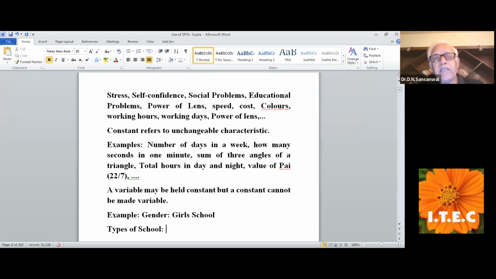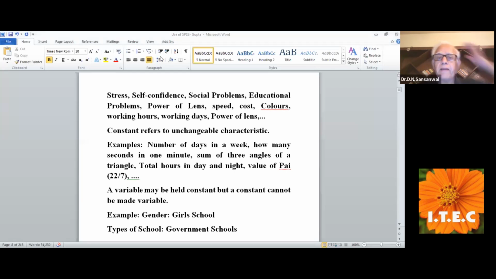Types of school is a variable, but if you say government school, then it will be a constant. So you are keeping this as a constant.